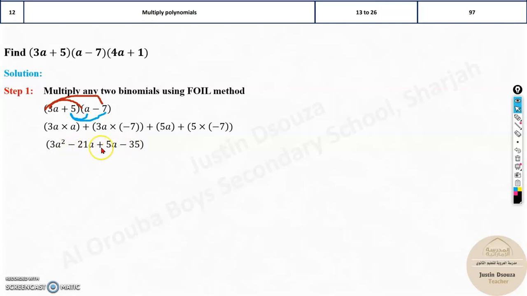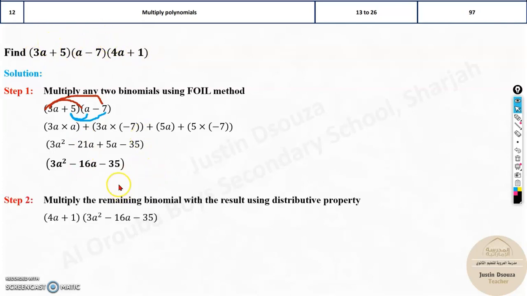Then now you can simplify this term, the a and a. So it'll be negative 21 plus 5, that is negative 16. So this is the answer. But this is the answer for these two terms. Don't forget the other term. Bring it down and multiply the remaining terms now.